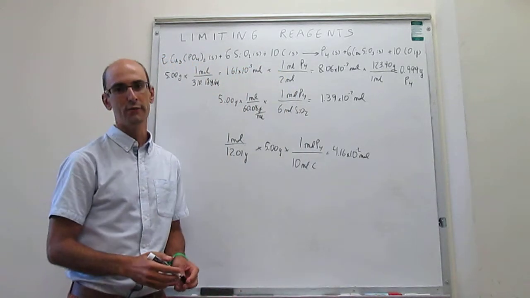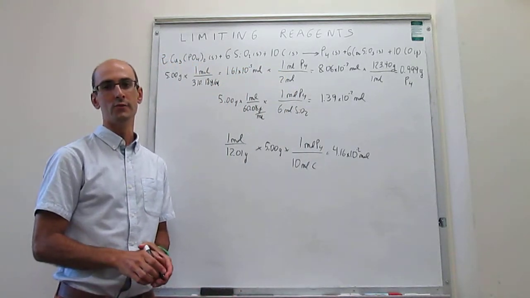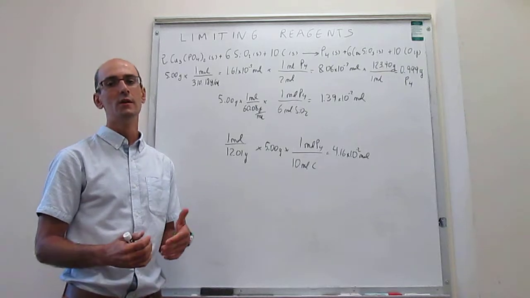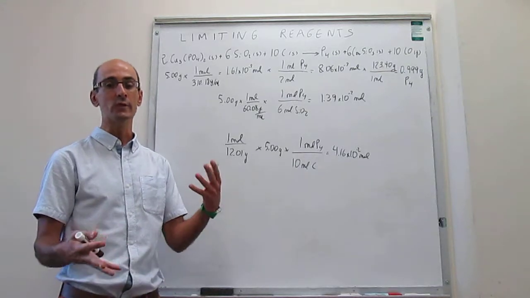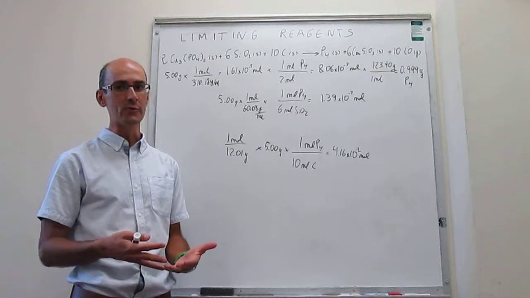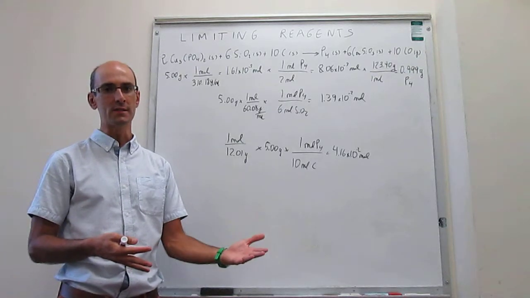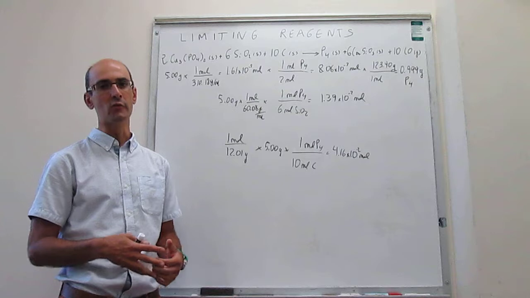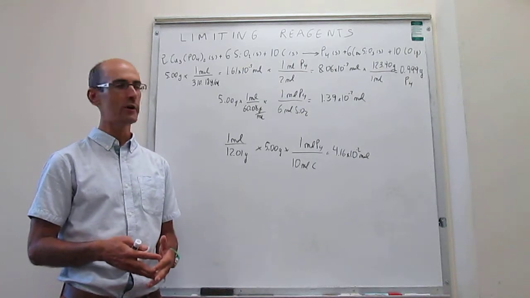So here you have an example of the use of a limiting reagent strategy to figure out what happens when reagents are not mixed in the right stoichiometric amounts, and one of them is limiting, the others are left over, and how to calculate the amount of product, and so forth.